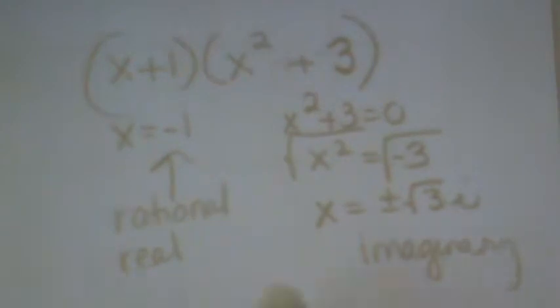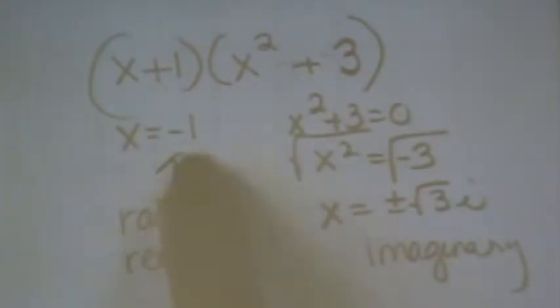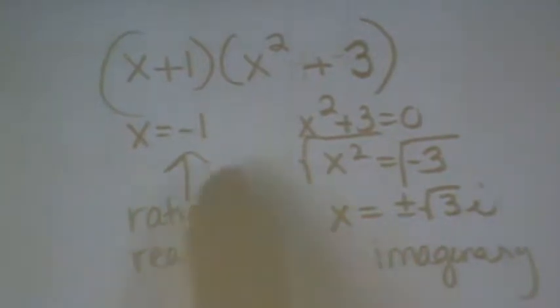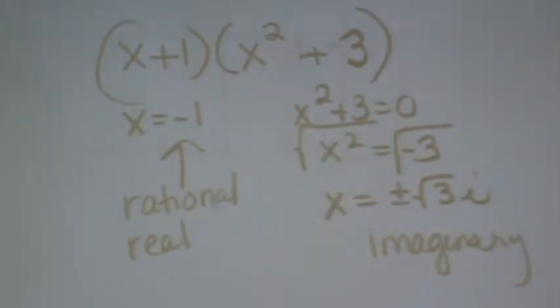What if it said, for this one, find all the rational zeros? You'd say negative 1. What if it said find all the real zeros? You'd say negative 1. What if it said find all the zeros? You'd say negative 1 and plus or minus root 3i. So, real means rational and irrational.